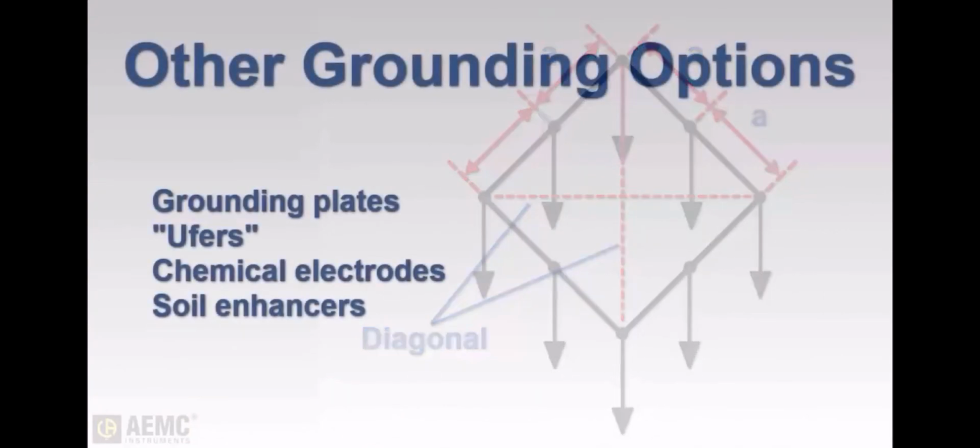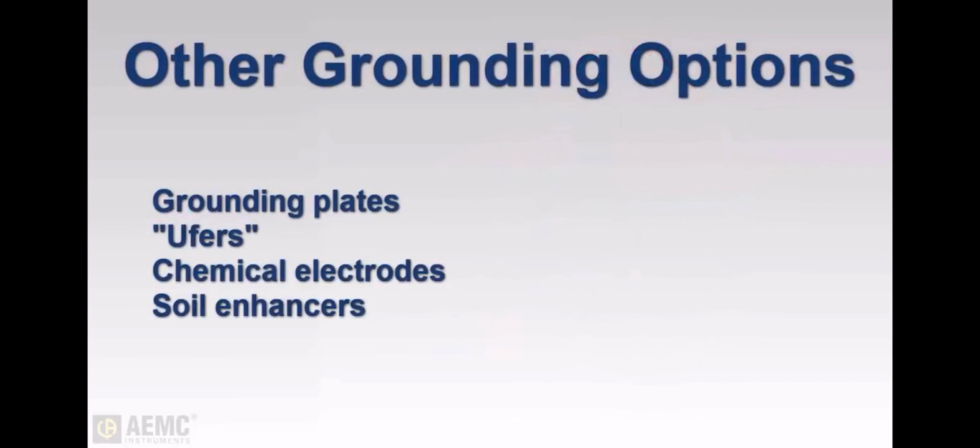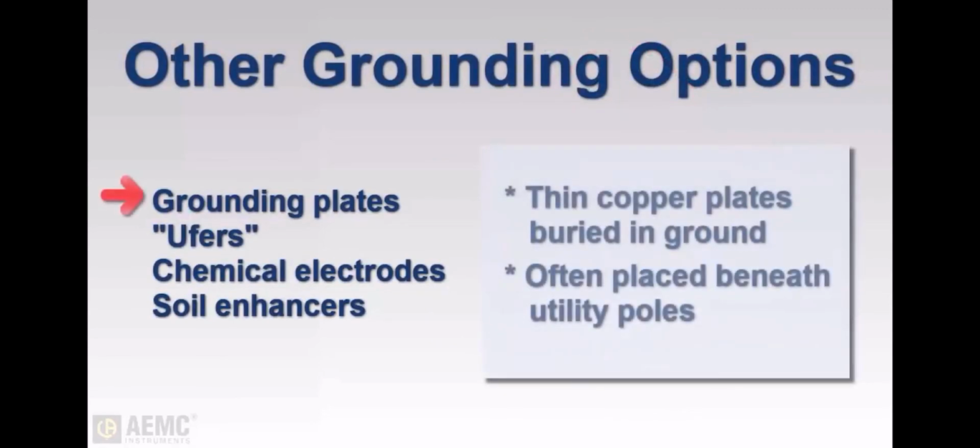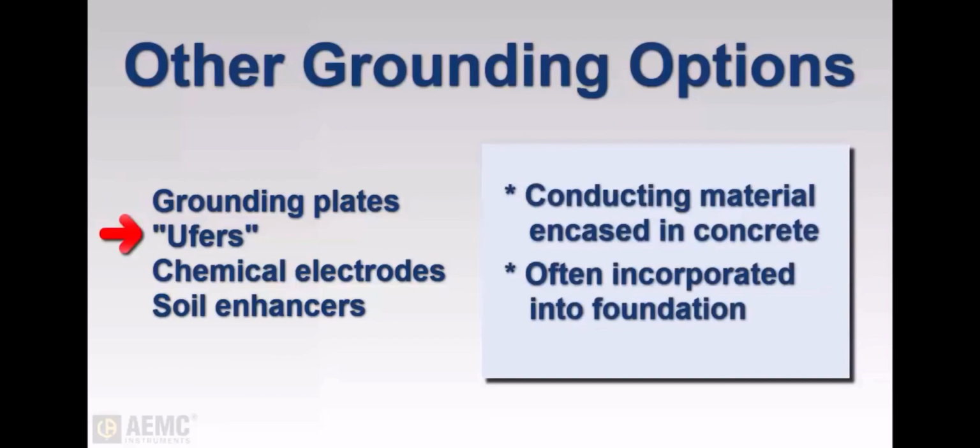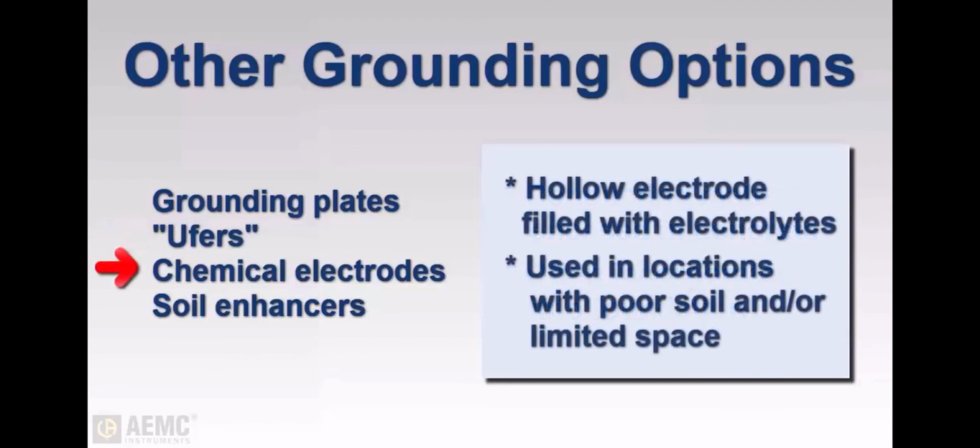In addition to single rods and grid systems, other design grounding options are available. These include grounding plates. These are typically thin copper plates buried in direct contact with the earth. Grounding plates are often placed under poles or similar structures. There are also concrete encased systems, often called UFERs within the industry. These can be one or more copper rods, rebar, wire, or mesh encased in concrete, often incorporated as part of the building's foundation. Also used are chemical rods consisting of a hollow electrode filled with electrolytic salts.